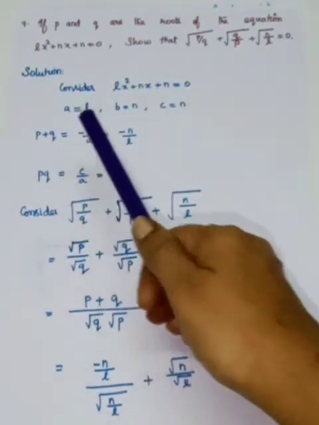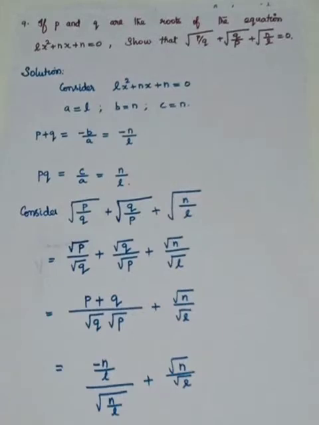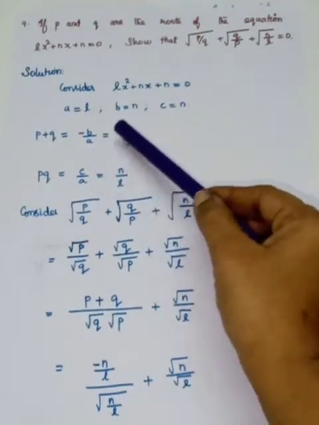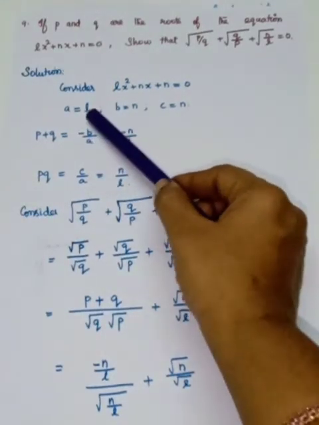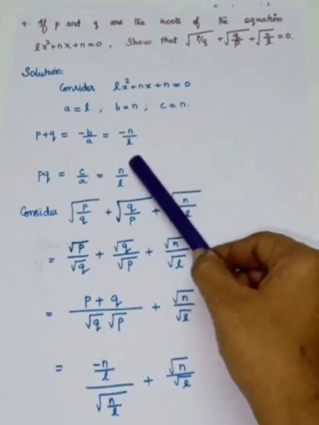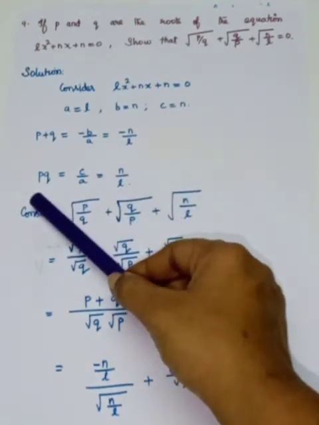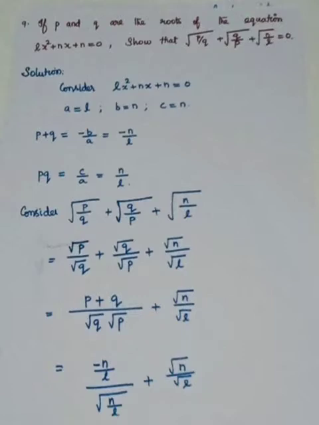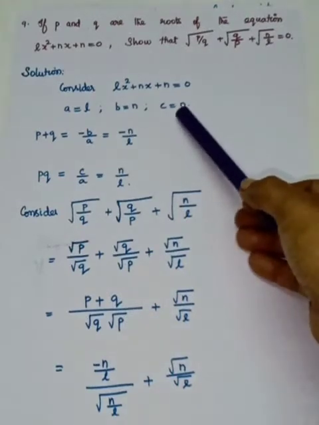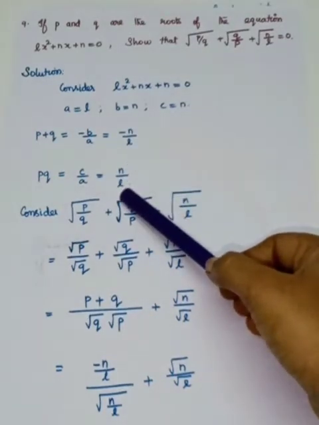So first, the sum of the roots. What is the formula? Minus b by a. Here your b is n and your a is l. So minus n by l. And the product of the roots pq, what is the formula? c by a. Here what is your c? That is n. n by your a is l.